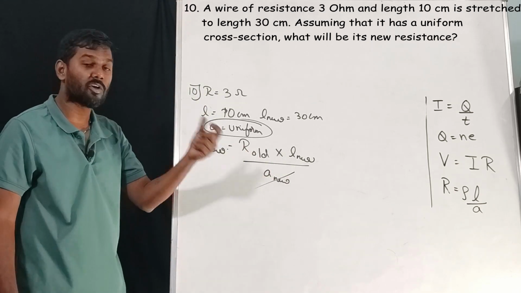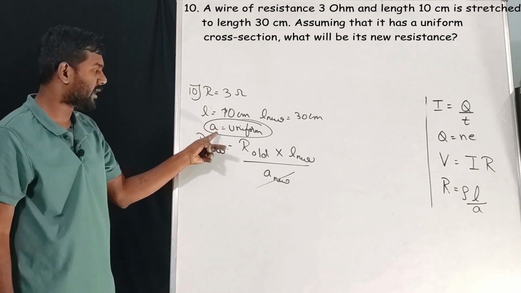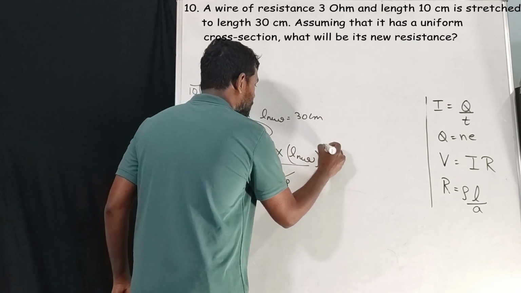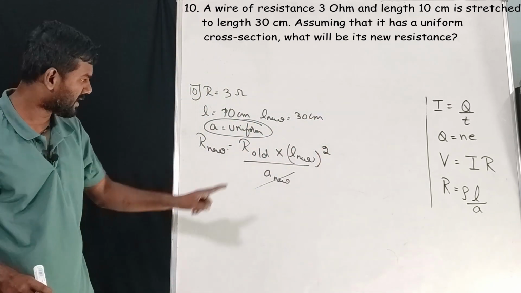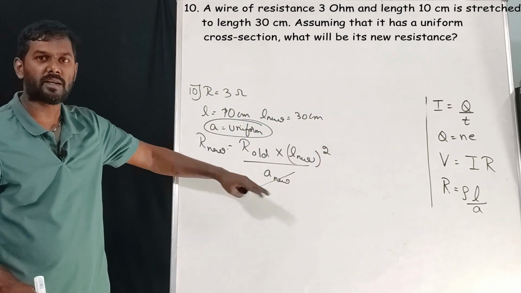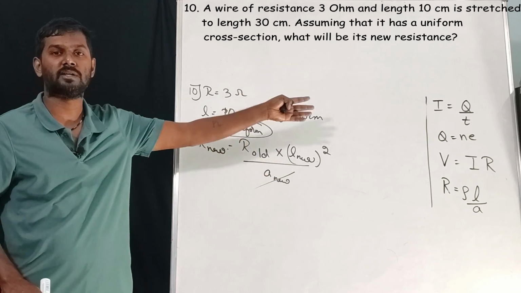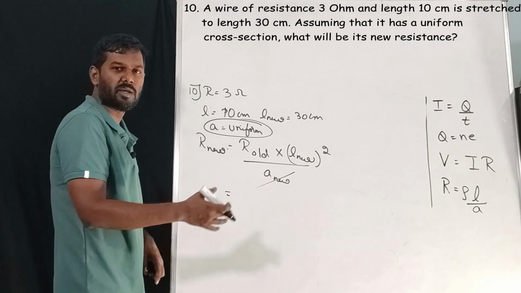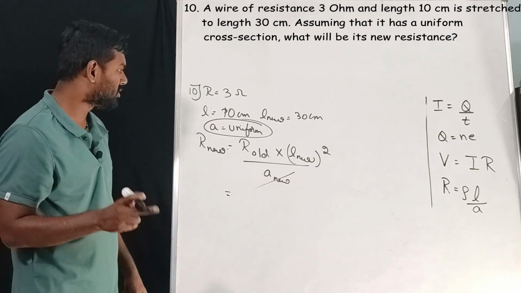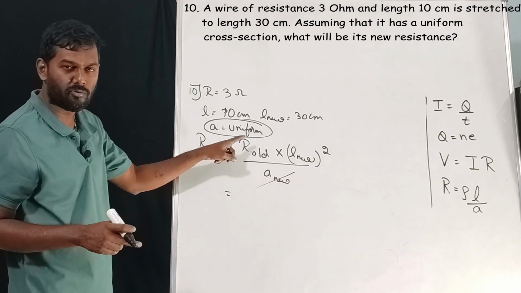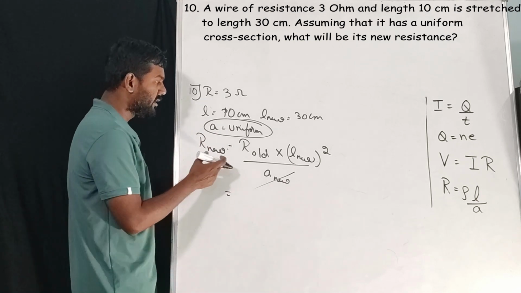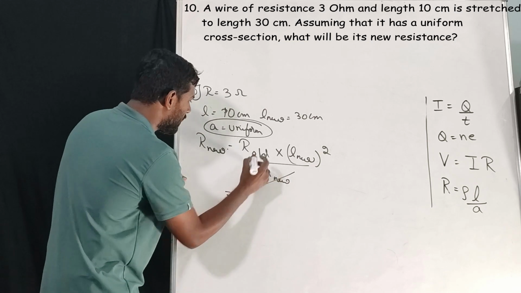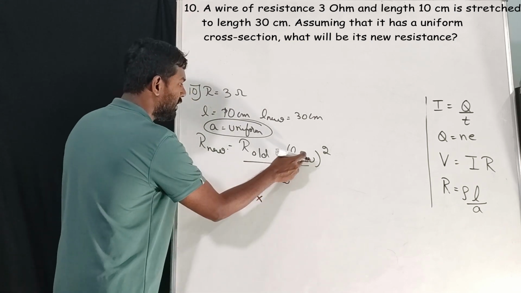Whenever they tell this, this logic you are going to use, listen carefully. Whenever they tell area is uniform, that means the length becomes squared. In the same formula, whenever the area gets cancelled, the length becomes the square of it. The proof you don't require, you need to understand the logic. Whenever they say uniform cross section, then the new length becomes new length square. Keep this in mind.